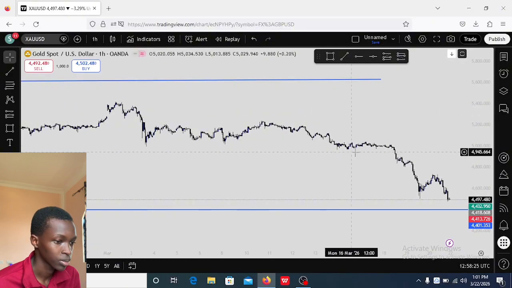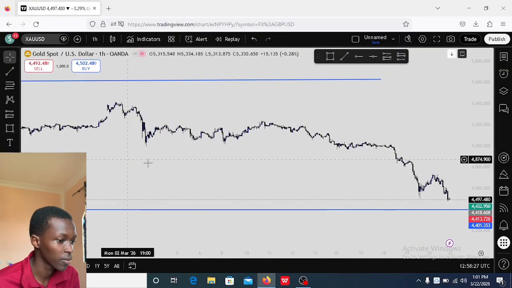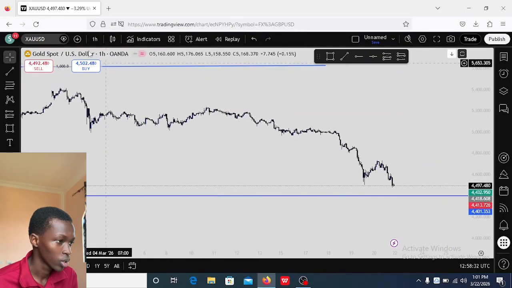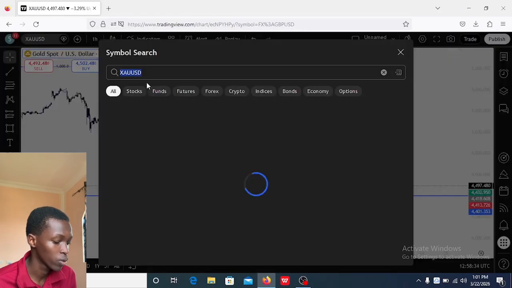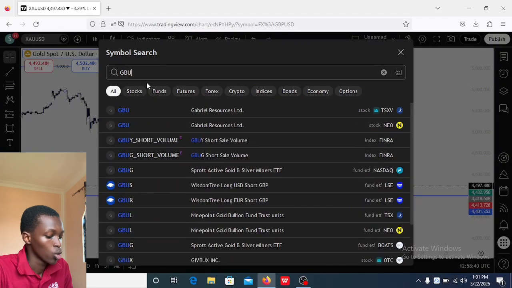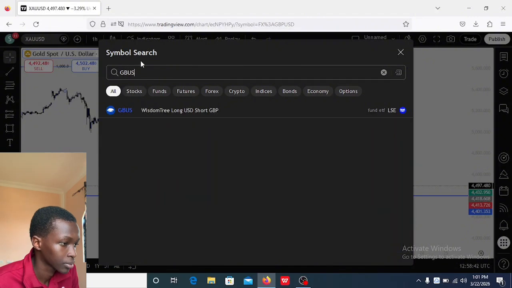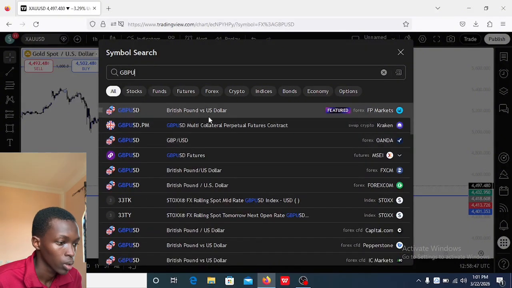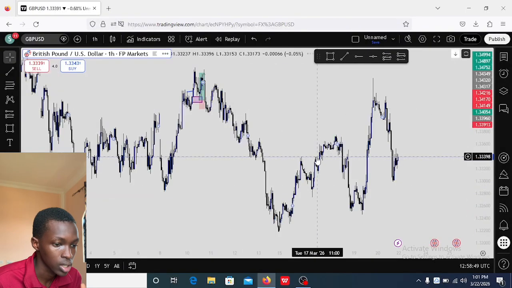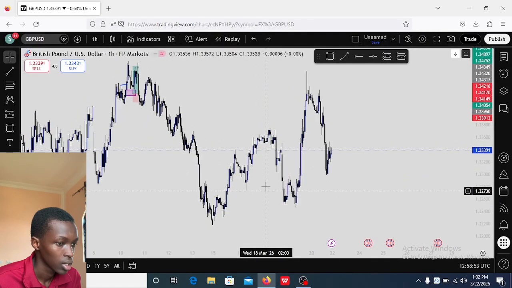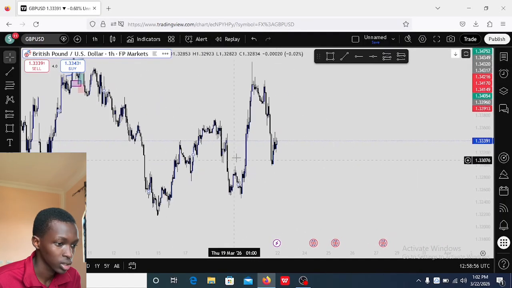But right now, the way gold is, I don't advise you to go in for a trade. As a beginner trader, avoid gold because gold is a very volatile pair. I advise you to stick to GBP USD right now. That's what I can advise. It's the easiest to trade as a beginner trader.